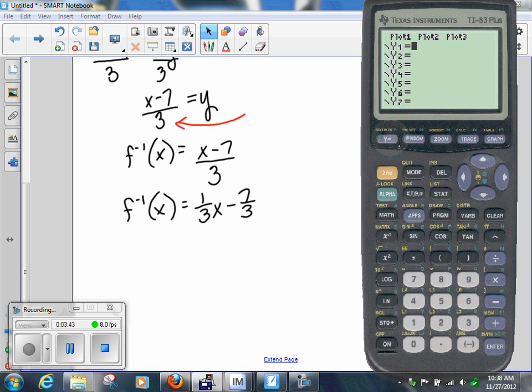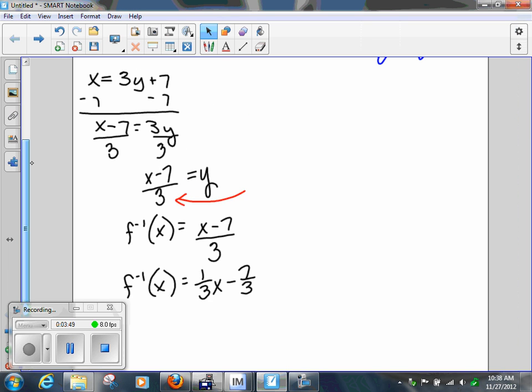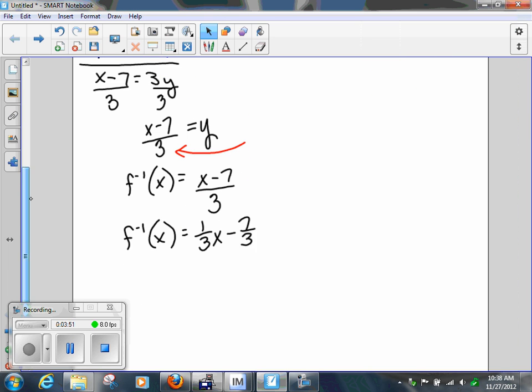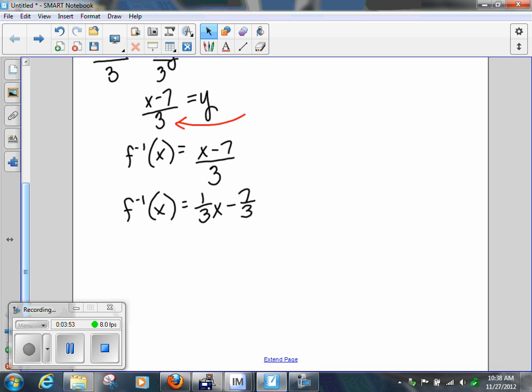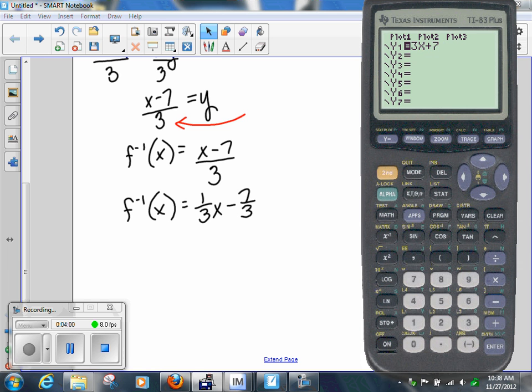We're going to put in our original equation, right? You do this yourselves. Our original equation is y equals 3x plus 7. We know that the inverse is going to reflect about what line? The y equals x. What's that called, folks? You got to know that. The parent graph.